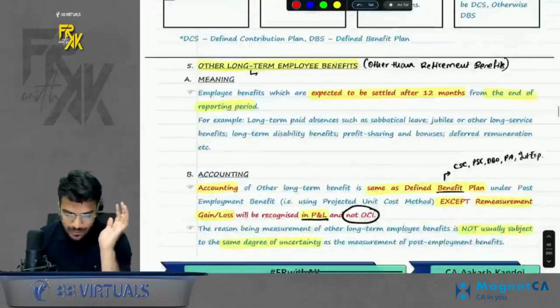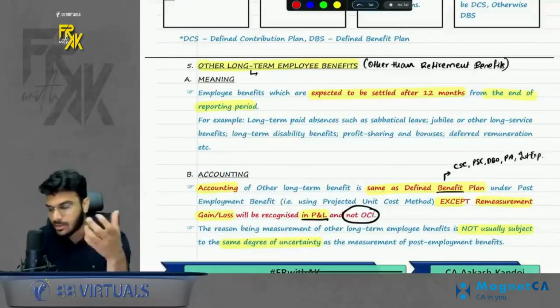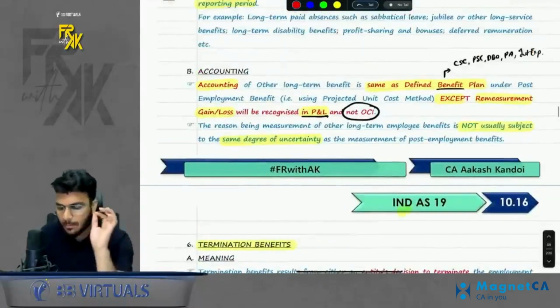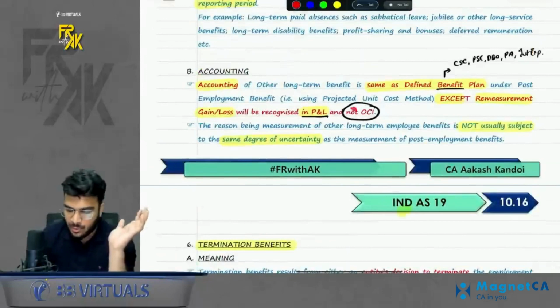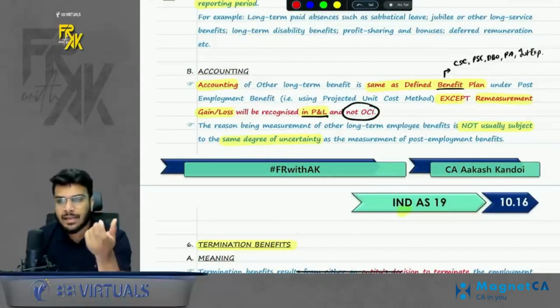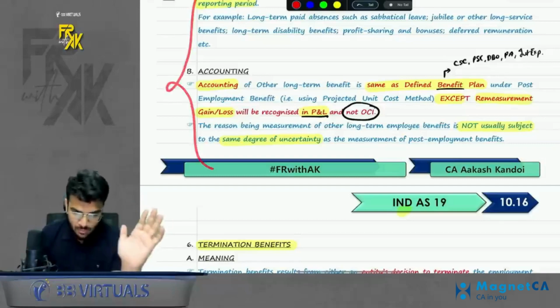Okay, sir, give us example of other long term benefits. Sabbatical leaves. Okay, example, if you want to study, your company is saying go do MBA for 3 years, that can come here. Okay, so accounting is same, but except all the OCI items, there is no concept of OCI here. Transfer it to PNL only. Sir, why PNL? Because the uncertainty involved here is very less compared to defined benefit plan. Sir, do we have any questions on this? The answer is no. No question on this.